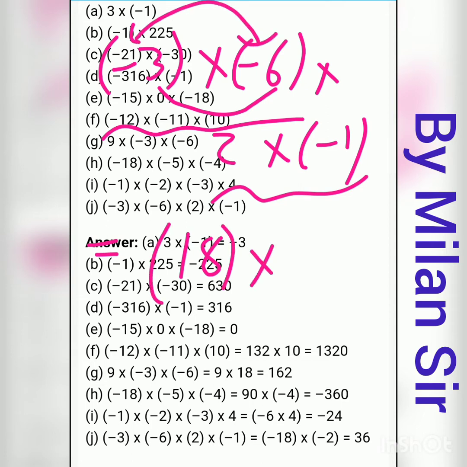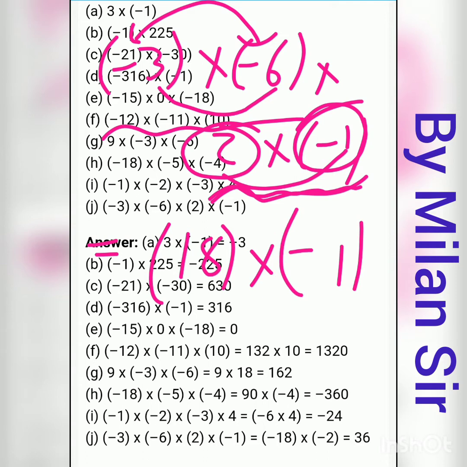Then now here 2 multiply minus 1. First of all the multiplication process, 2 ones are 2. Now here 2 has a positive sign, 1 has a negative sign, so plus minus minus 2.